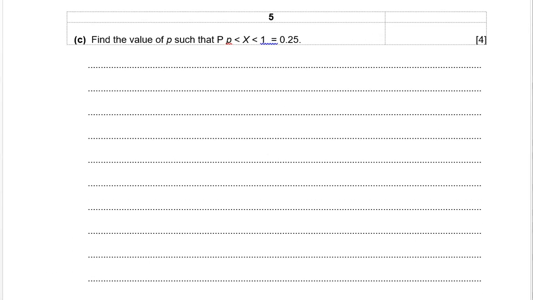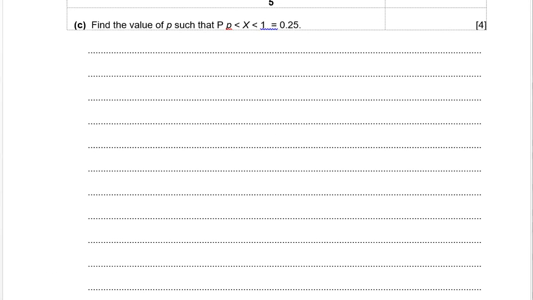Okay, next. Find the value of p such that the probability that p is less than x is less than 1 is equivalent to 0.25. So it means that the limits are 1 and p of this function. This is equal to 0.25.